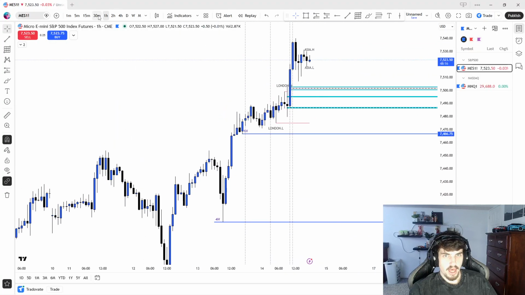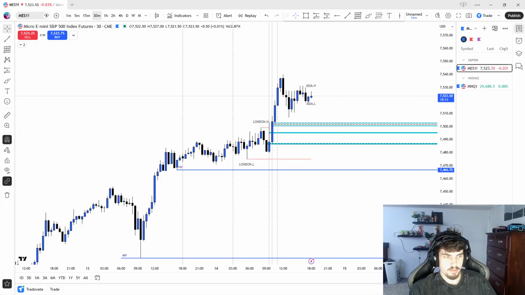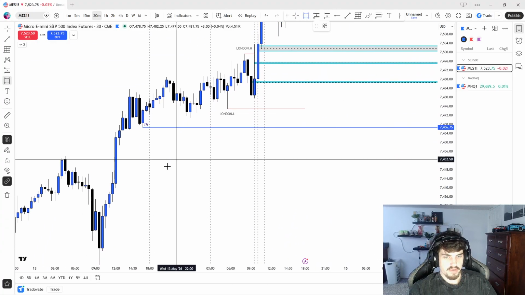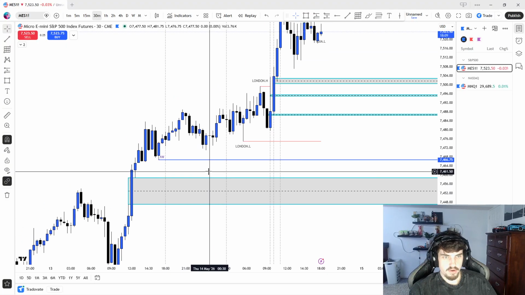We can find gaps on the 30-minute time frame that we marked out. We can see that we have gaps over here that were never even used at all.